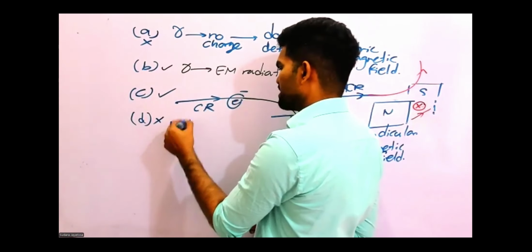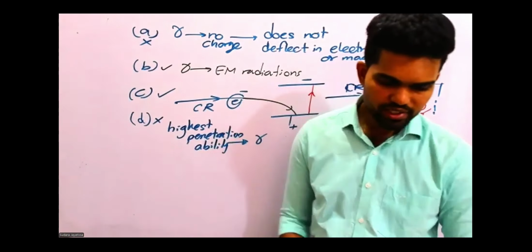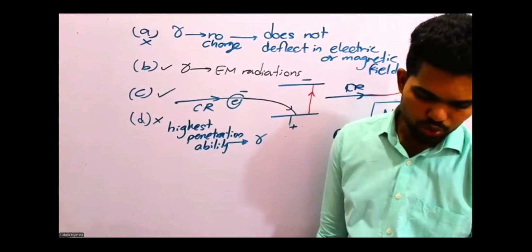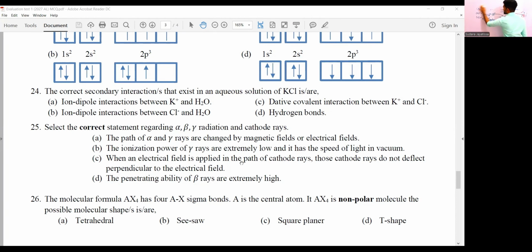Highest penetration ability. Okay, so the answer is going to be B and C, answer 2. Now let's go to the 26th. The molecular formula AX4 has 4 A-X sigma bonds and A is the central atom. AX4 is a non-polar molecule and they are asking what the possible shapes for that are.